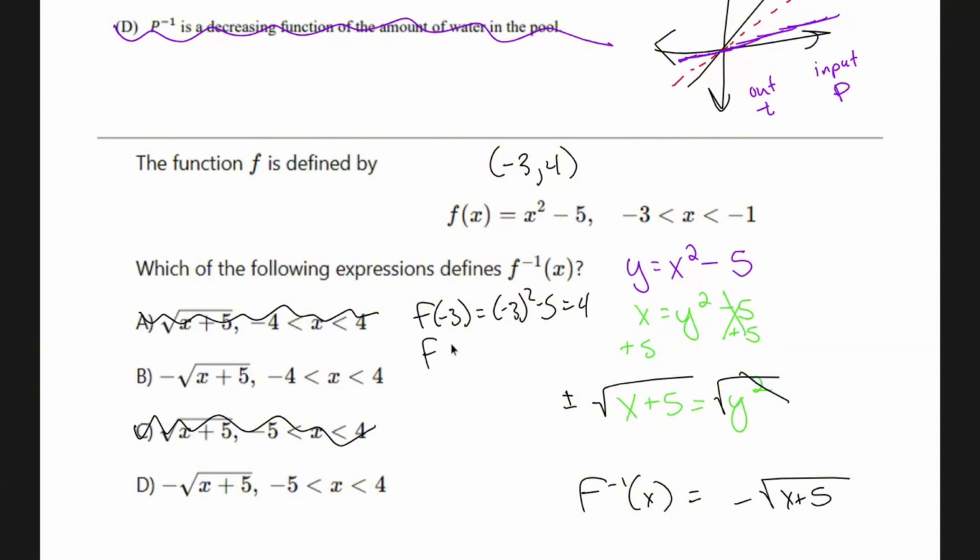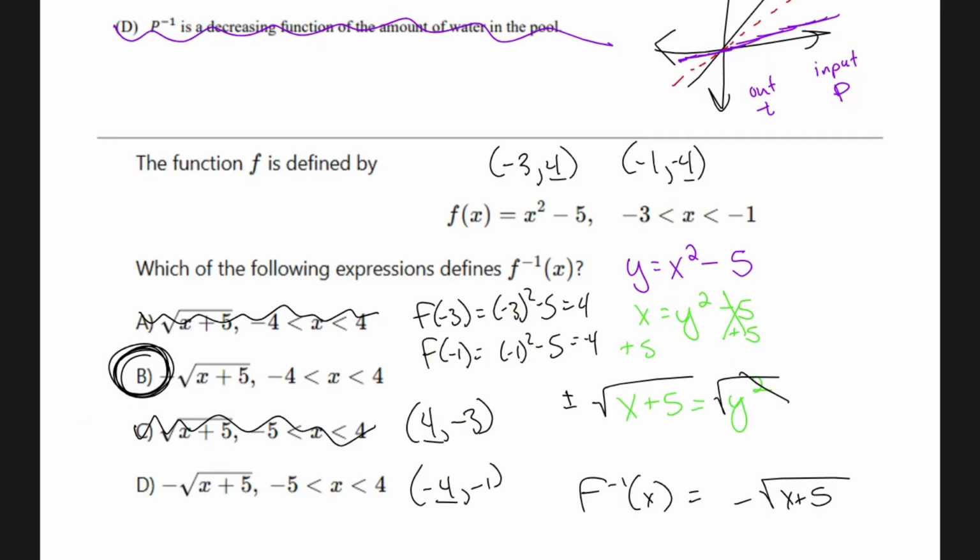F of -1 is -1 squared minus 5, which is -4. So I have the point, when I plug in -1, I get -4. This is the range of the original function, which means the domain of the inverse is going to be the points (-3, 4) and (-1, -4). So all the action is going to happen between -4 and positive 4, giving us an answer of B. Strange problem. Very strange problem.